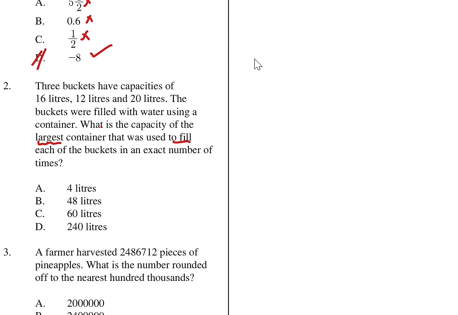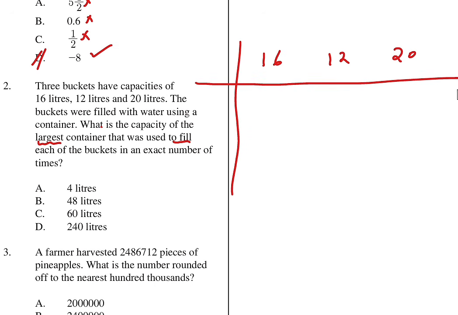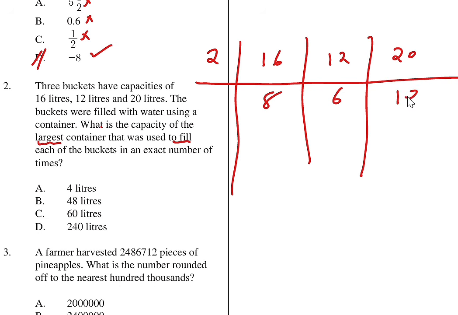So I'm going to write here. Here we have 16, here we have 12, here we have 20. This is a very simple question. So we start with a number that can divide all the numbers. So we start with 2. So here we get 8, here we get 6, here we get 10.